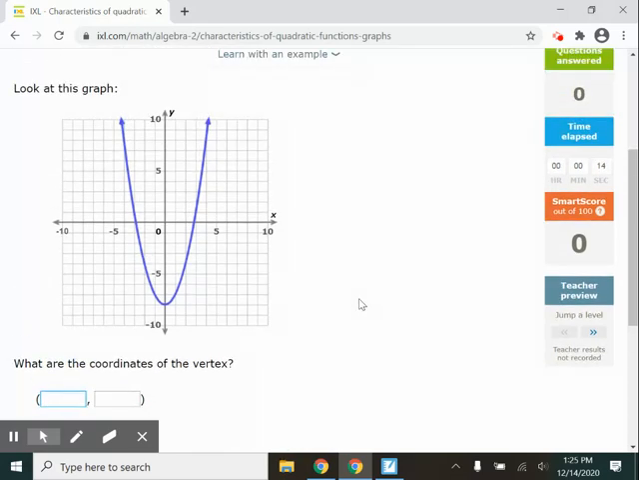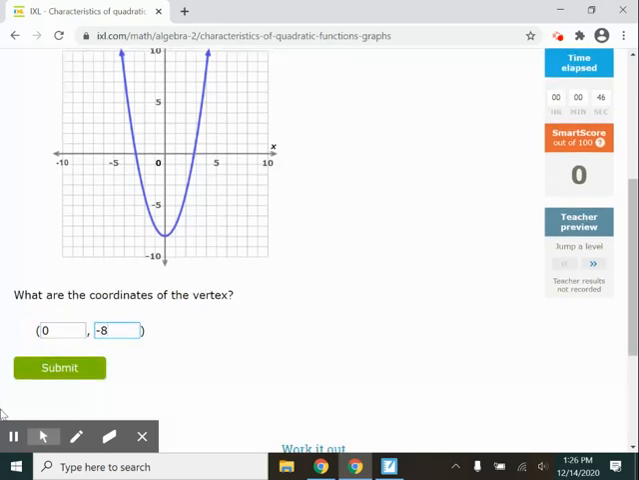The vertex of a quadratic is going to be either the lowest or the highest point, depending on if a graph opens up or opens down. This quadratic opens up, so the vertex is going to be the point down here at the very bottom. So I want to name the coordinates of this point with both the x and the y. Where the x is 0, the y is negative 1, 2, 3, 4, 5, 6, 7, 8. So the coordinates of my vertex are going to be 0 and negative 8. And that's all you have to do for that one.